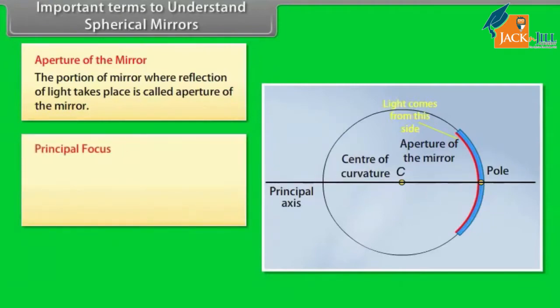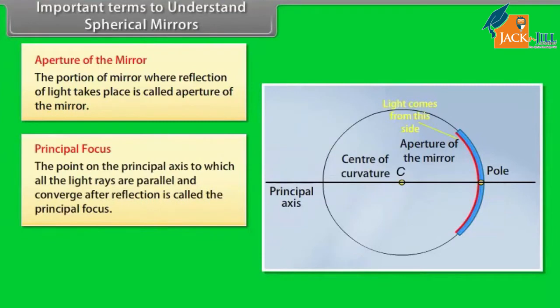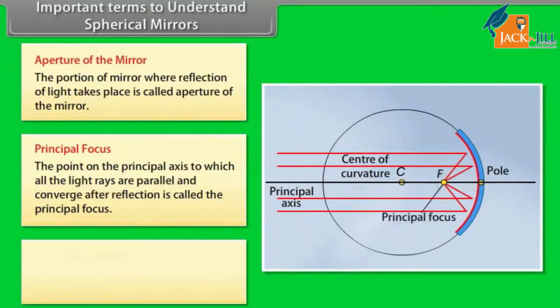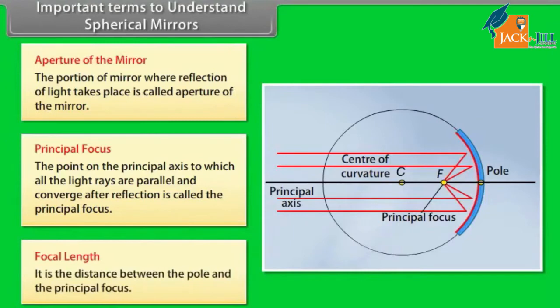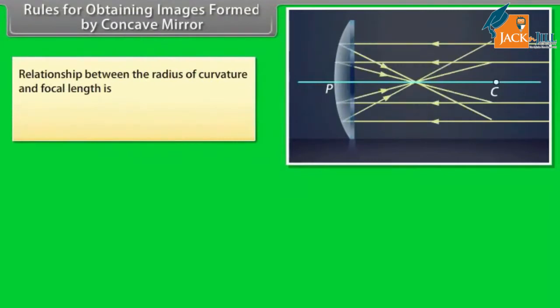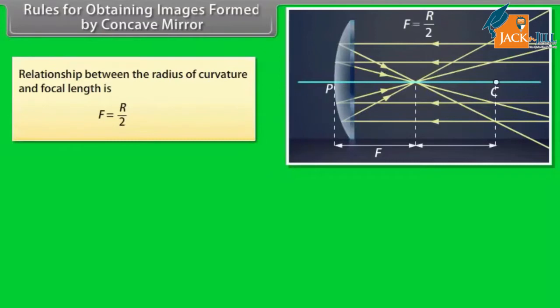Principal focus. The point on the principal axis to which all the light rays parallel to it converge after reflection is called the principal focus. Focal length. It is the distance between the pole and the principal focus. Rules for obtaining images formed by concave mirrors. Relationship between the radius of curvature and focal length is f = R/2.